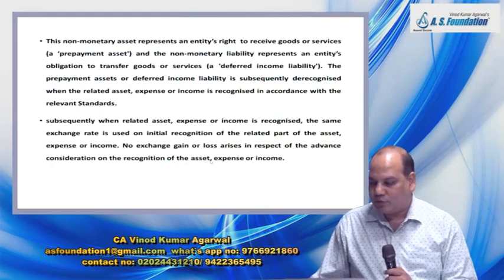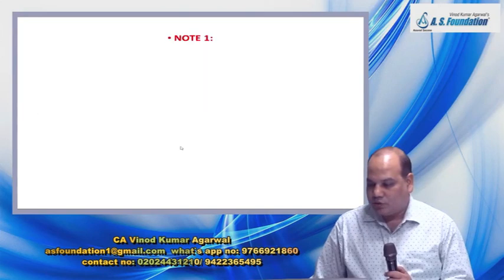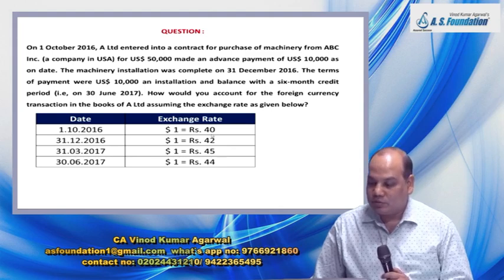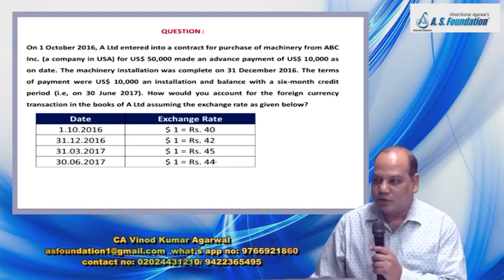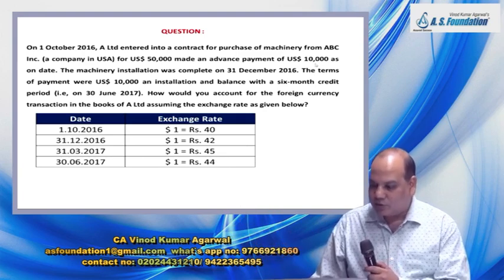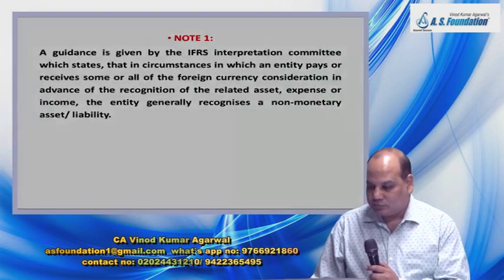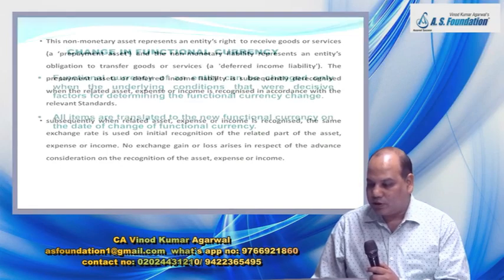So what have you understood from this on recognition of the asset? Now in this question, after this interpretation committee note, this asset will be recognized. Total value is 50,000. 10,000 will be multiplied by 40 and 40,000 will be multiplied by 42. And later on, whenever you settle the liability, that will be treated as exchange difference. But on this 10,000, no difference will arise. So that was the intention of this question: how to account for an asset when there is an advance payment made.